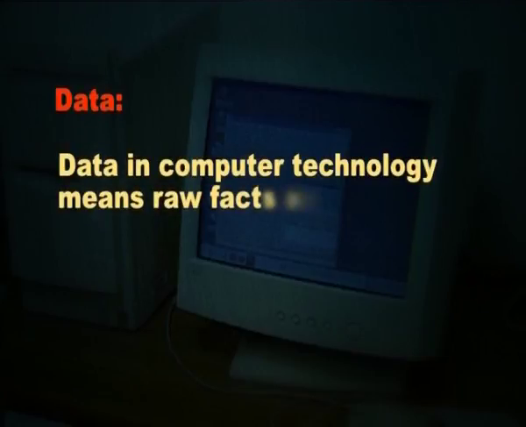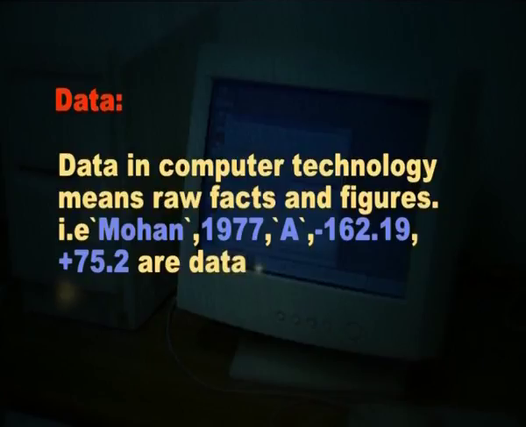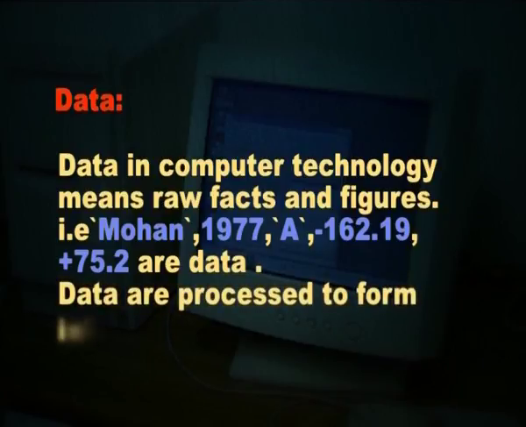The terms data and information are very commonly used. Meaning of data: data in computer technology means raw facts and figures. For example, Mohan, 1977, A, 162.19 plus 75.2 are all data. Data are processed to form information.